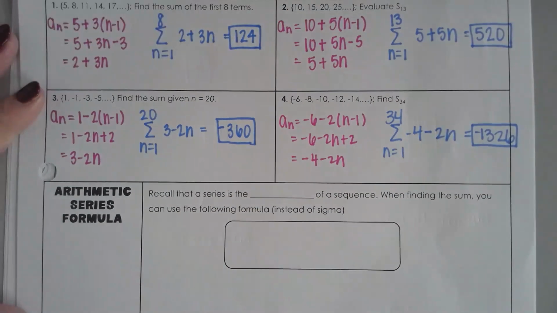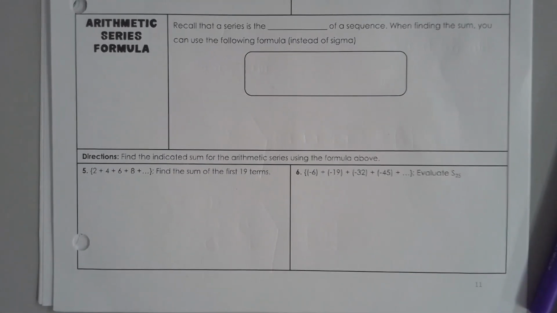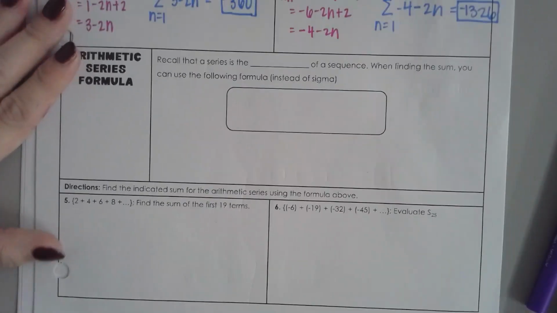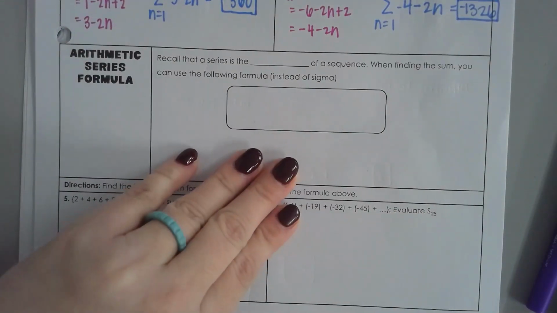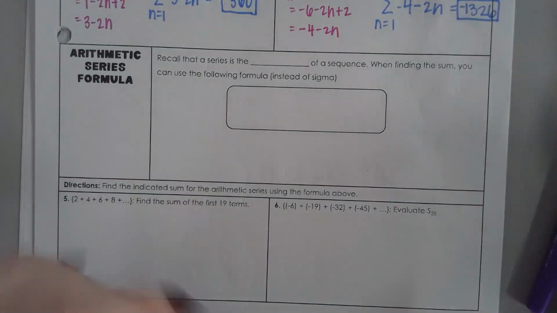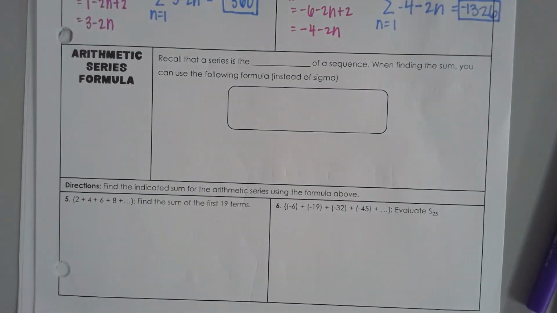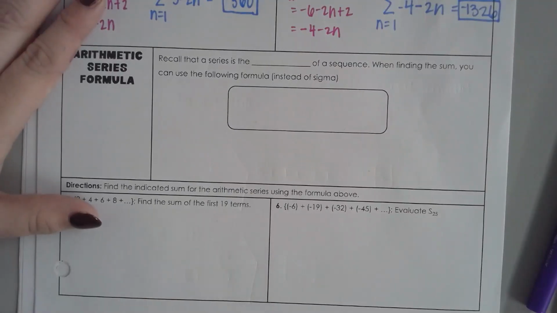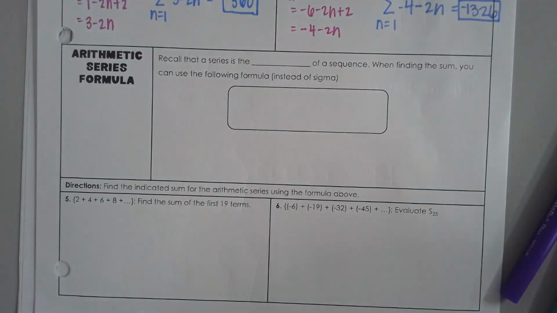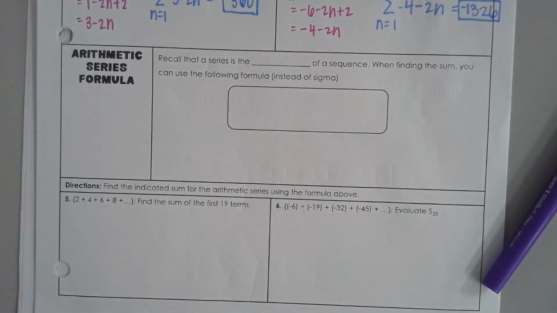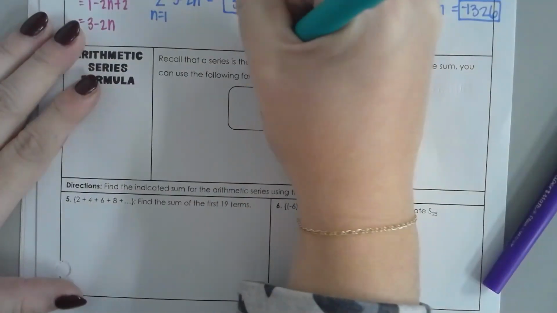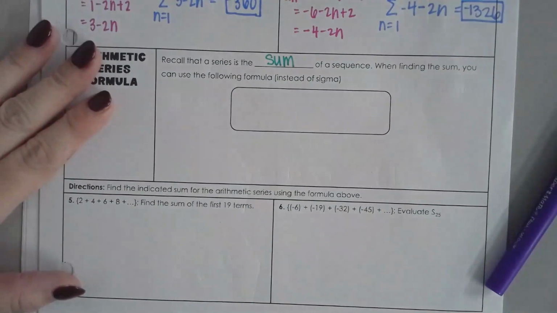Now, sigma works. There's also a formula that works. I don't prefer the formula, but there are some types of questions which we will get to where you have to use this formula. Questions like, I give you the sum, but I ask you for n. That's not something you can do with sigma. So you have to have the formula. So we're going to practice that formula a little bit. And remember, the series is the sum of a sequence. Just a reminder.